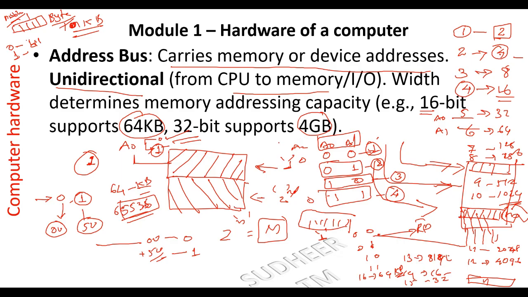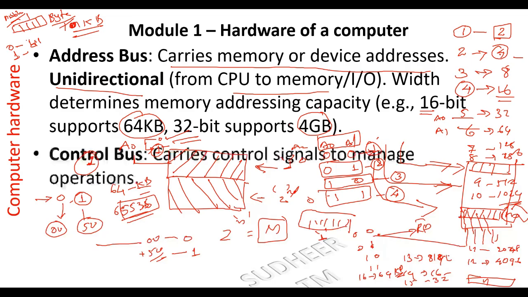Nowadays, our processors are 64 bits. You can imagine what that memory capacity will be. It's 2 raised to 64. So this is how, with different numbers of lines, we can manage the number of addressable memory locations in the processor system. And the third bus is the control bus.